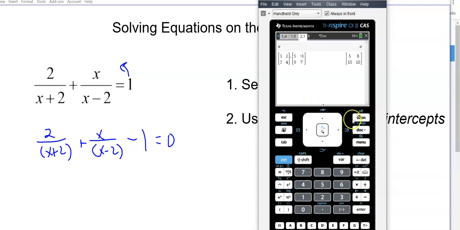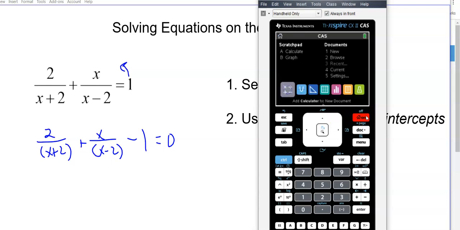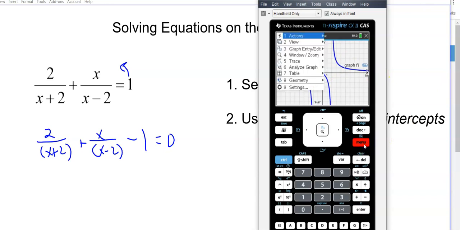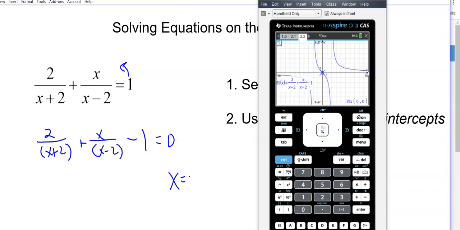So we're going to graph that left-hand side. We've done this before, I think. Okay, let's do control divide, 2 over (x plus 2). This graph may look kind of strange. Plus x over (x minus 2), minus 1. I don't graph the equals here. Wow, it's a really strange looking graph, right? So we just want to trace that and find the intercept. So menu 5, 1. And right away, I see an answer is x equals 0.